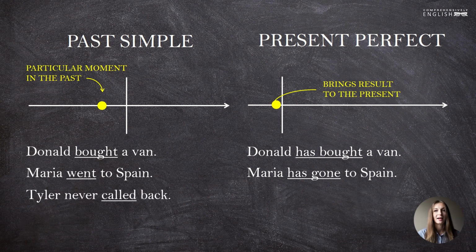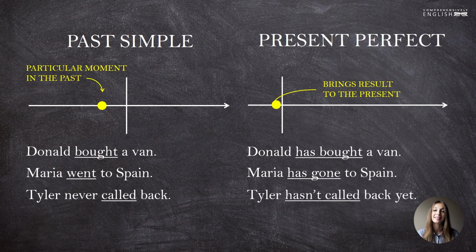Tyler never called back, period. We call it a day. We do not connect that action to the present. He never called back. And we do not expect him to call anymore. Tyler hasn't called back yet. From this sentence, we understand that the speaker is still waiting for Tyler's call. It hasn't happened yet, but maybe it will happen in an hour or in a day. We are still waiting for Tyler's call.